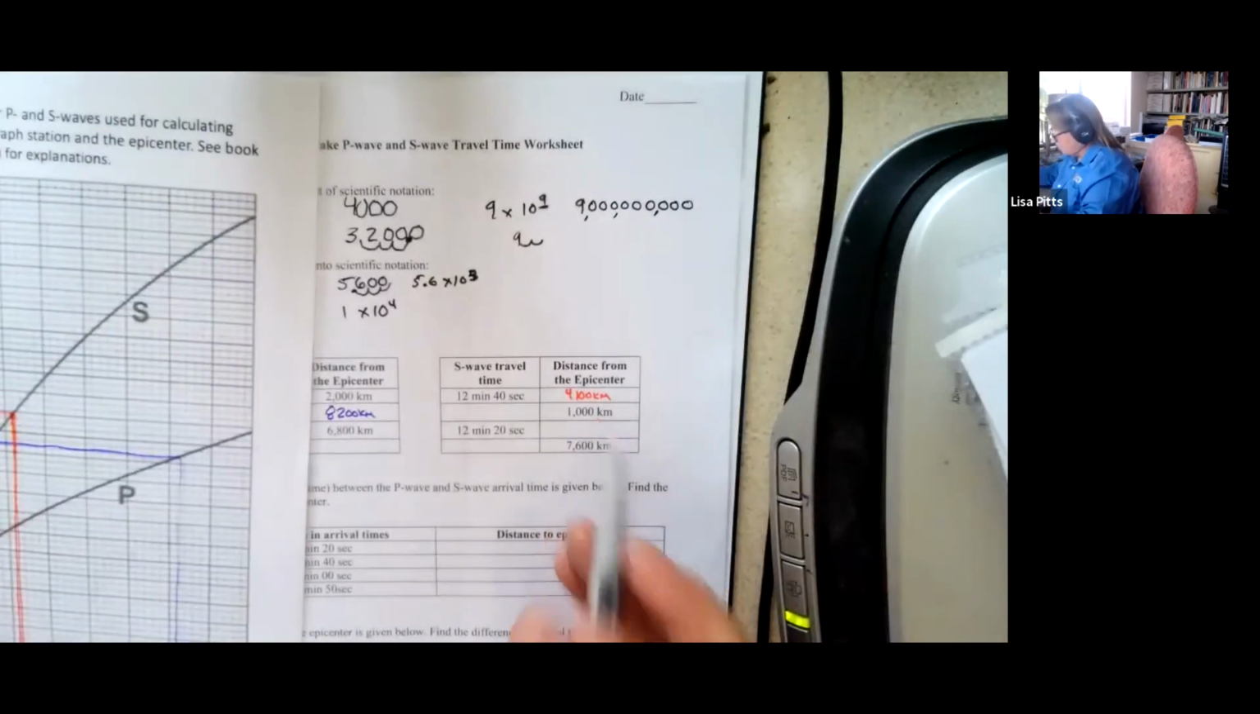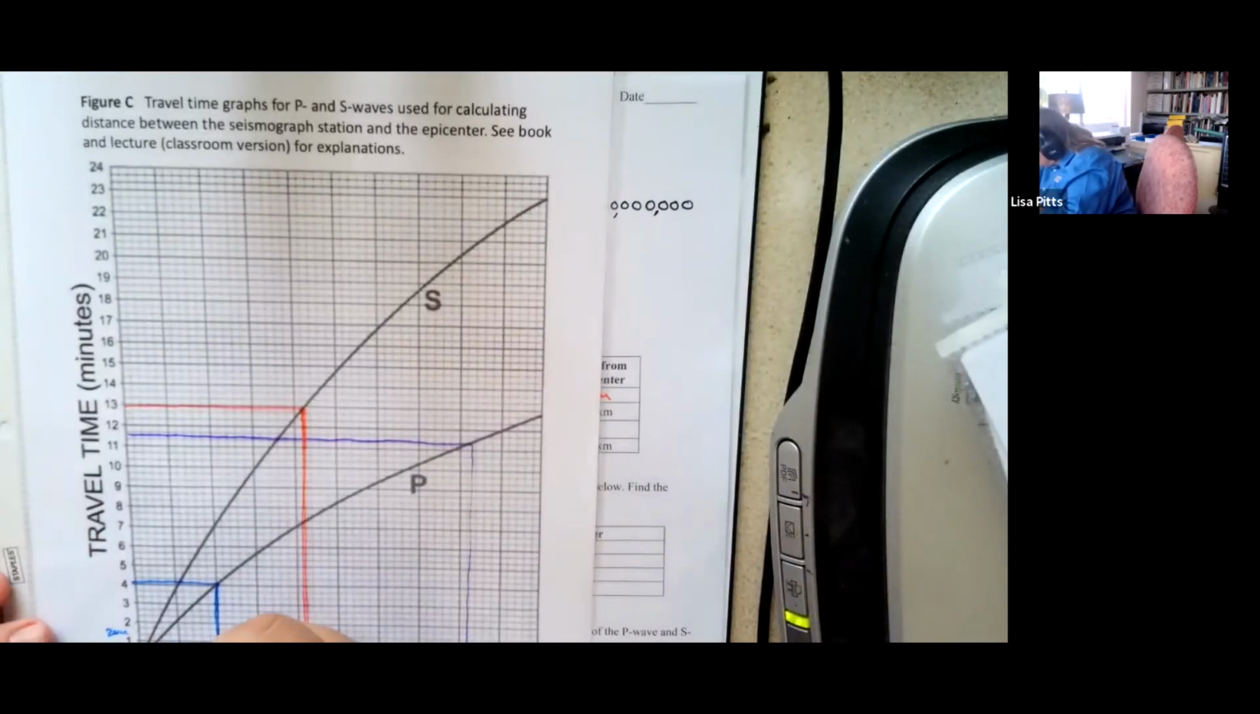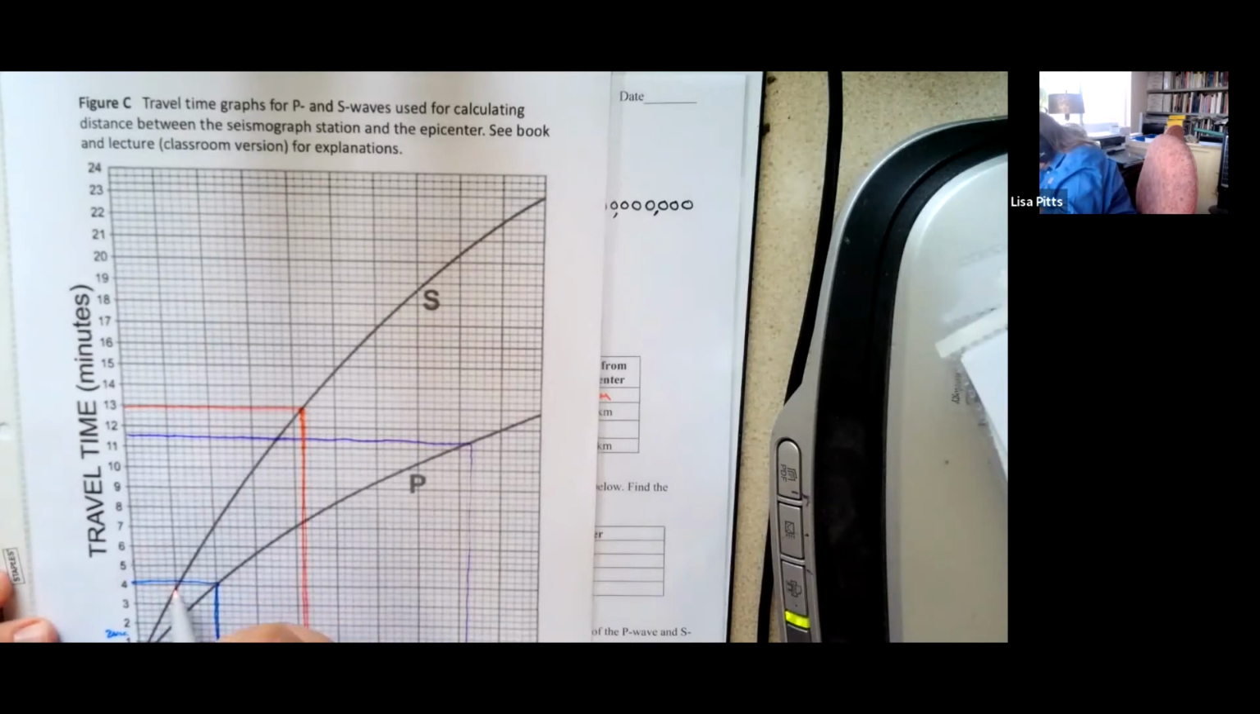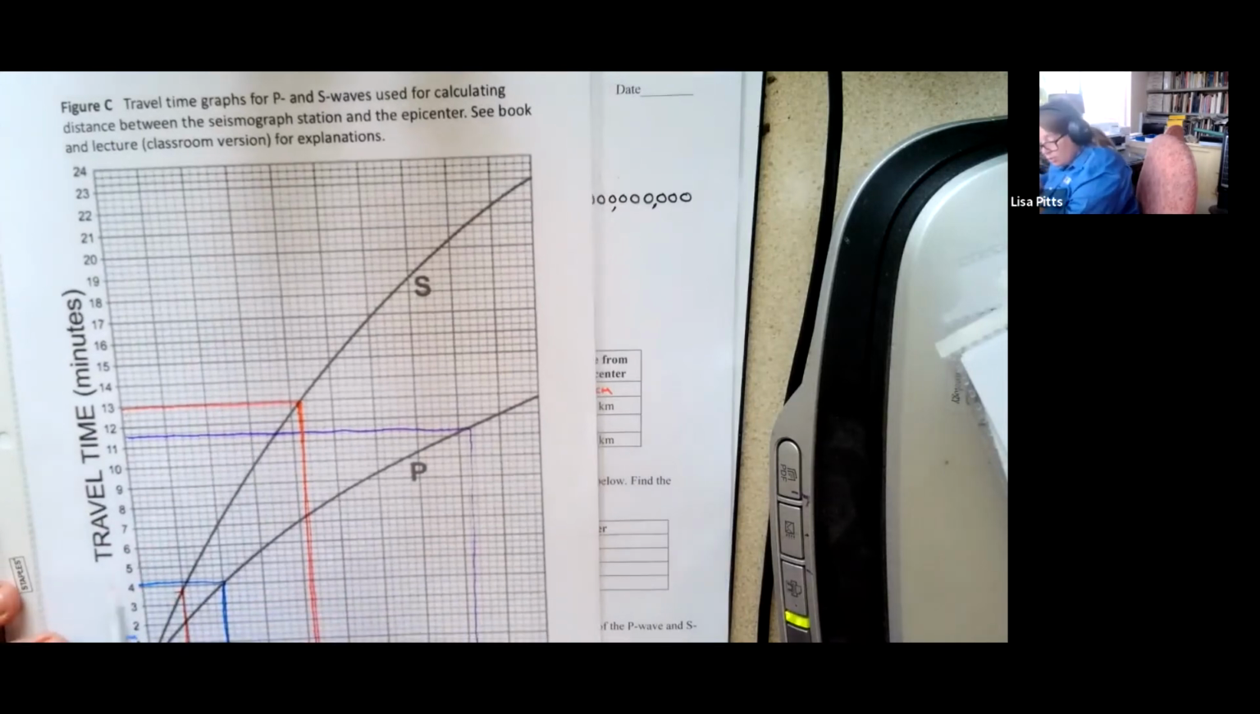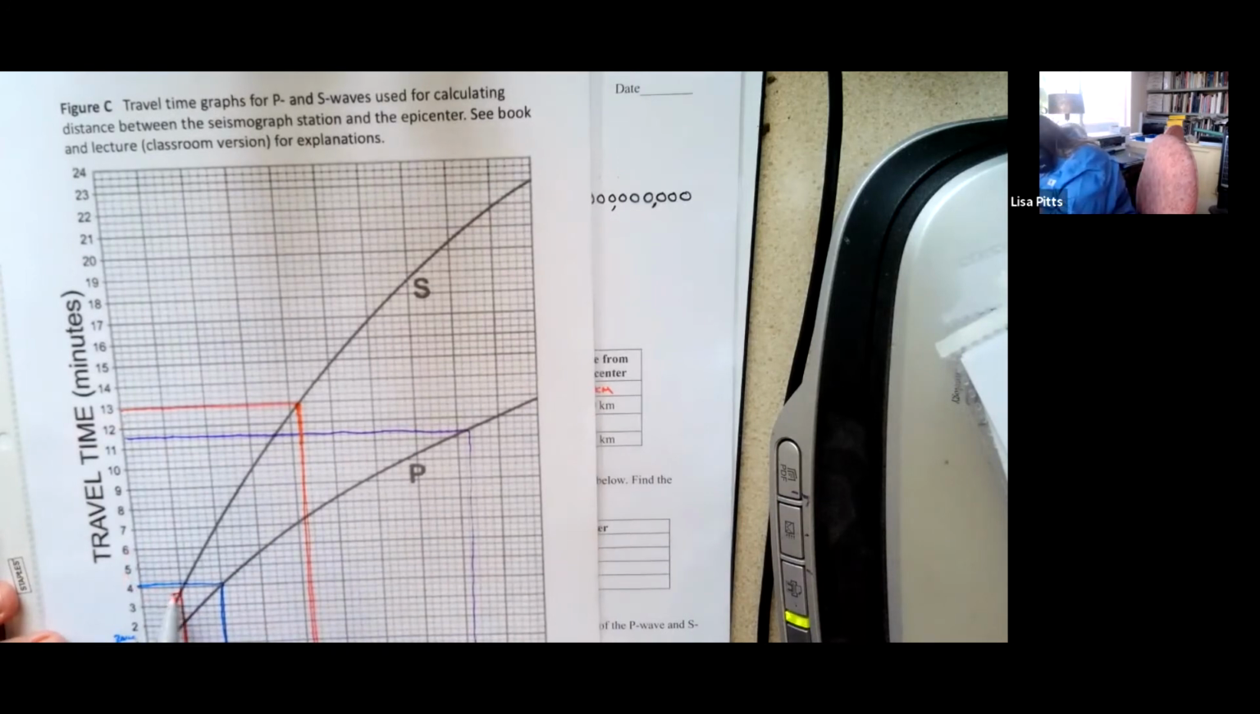And then the same thing, 1,000 kilometers. This time I'm going up to the S wave. And again, it looks like it's a little less than 4 minutes.